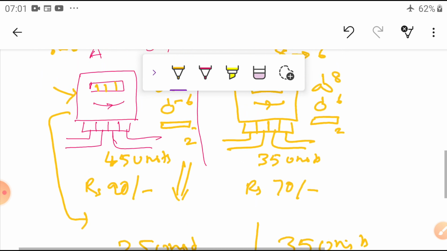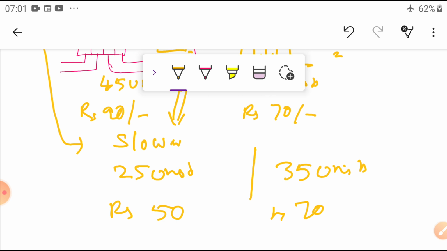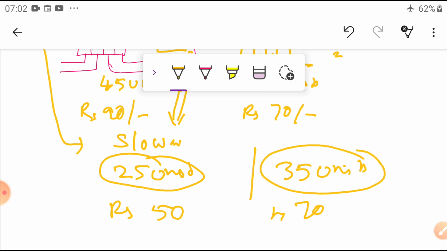How? Because in this case, I slow my rotation of the disc. I decrease the rotation by changing the internal arrangements. There is one permanent magnet inside, the braking magnet. So I have applied more braking to my disc rotation. Then automatically it will run very slowly. That's why I am going to get 25 units only. But the poor fellow has to pay for 35 units. But it is not fair.